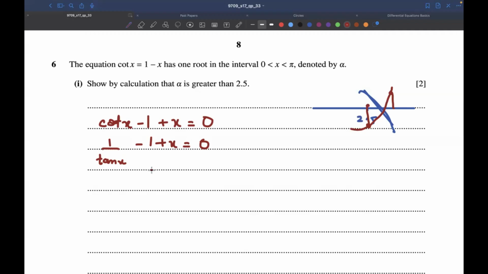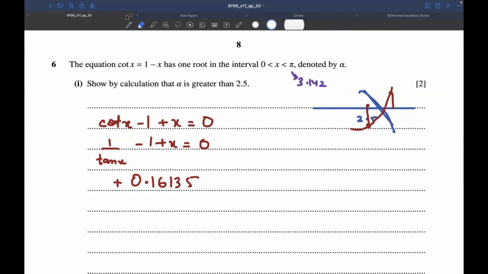So the answer I'm getting is 0.16135, which is a positive value. Now let's take a larger value, as alpha is between 2.0 and pi, which is basically 3.142. So let's say 1 divided by tan of pi, but tan of pi is infinity.